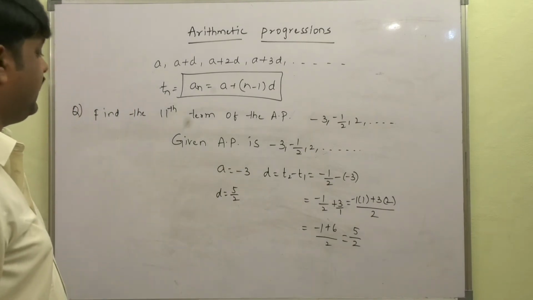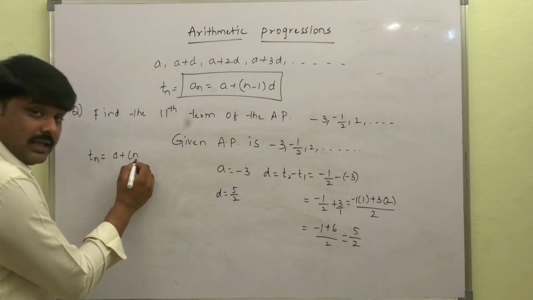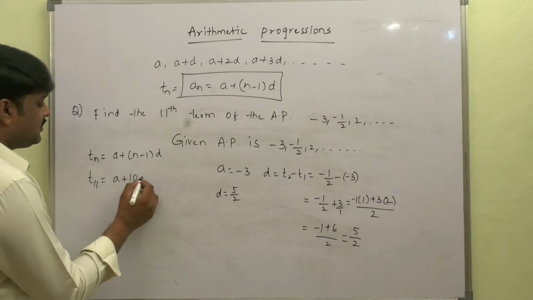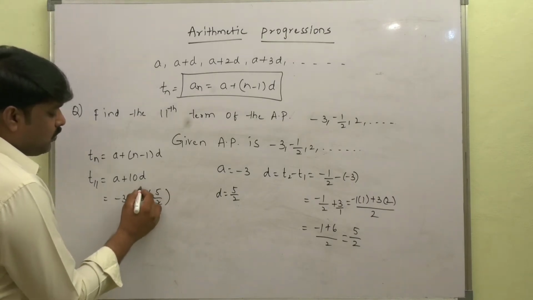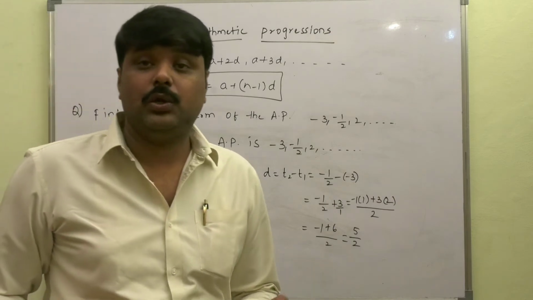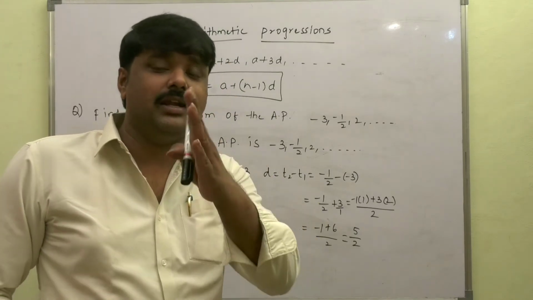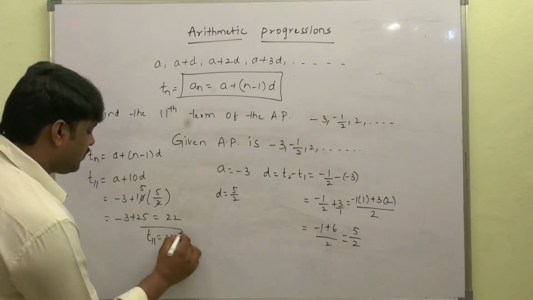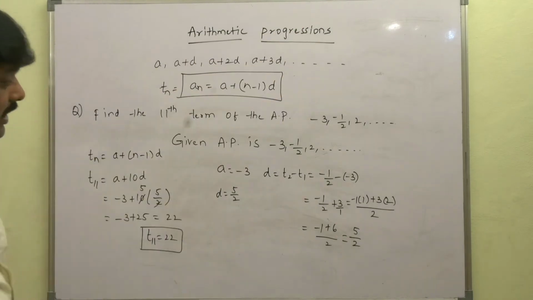We are asked to find the 11th term of an arithmetic progression. As we know, Tn equals a plus n minus 1 into d. T11 equals a plus 11 minus 1, 10d. A value -3, 10 into d value which is 5 by 2. 2 1s, 2 5s. -3 plus 25. Again the same case we got. Whenever 2 different signs are there, what should we do? We have to subtract the smaller one from the greater one, and whatever sign the greater number possesses, we need to give that. 25 minus 3 is 22. Hence, the value of T11 for this particular problem is 22. That means, if it keeps increasing by 2.5 like that, finally we get 22 as the answer.